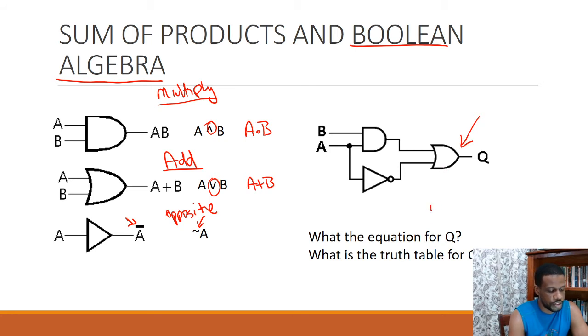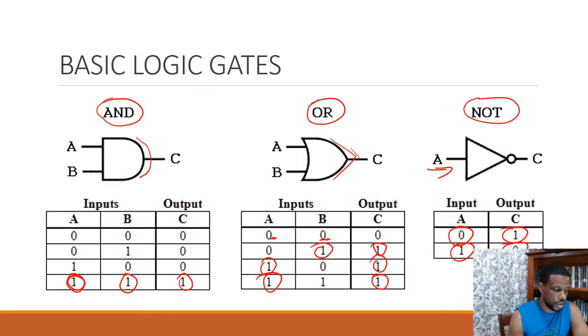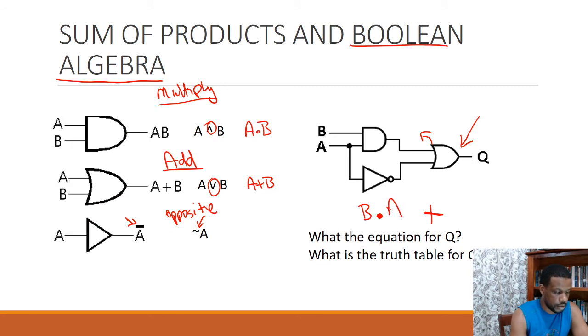So if this is an OR gate, that means we have a plus sign in the middle, right? Then we deal with what is on the left side of the plus sign, which is an AND gate. So that means we have something multiplied by something, and the thing that is multiplied is B and A, and then it's going to reach the OR gate, which is the plus. So now we dealt with this side, so now let's deal with what goes on this side, which is NOT A.